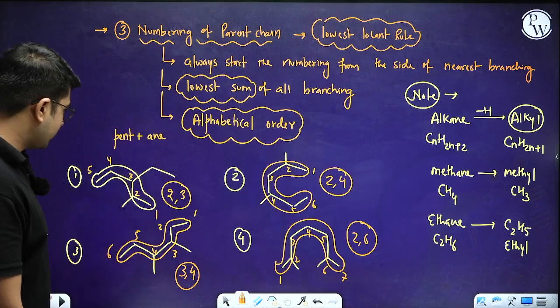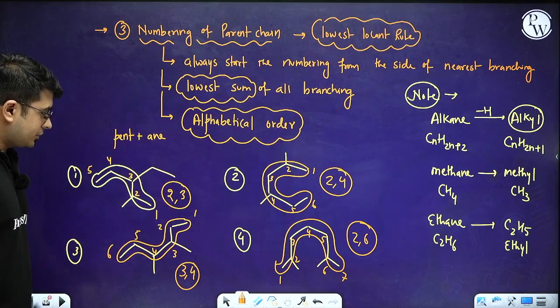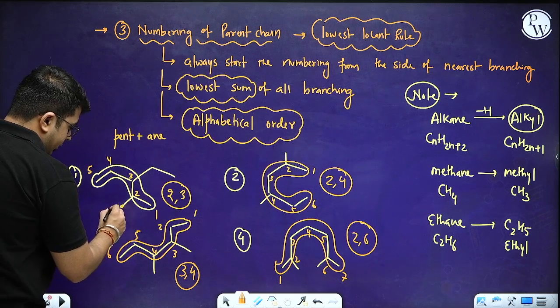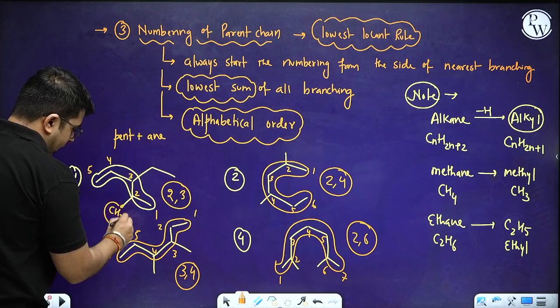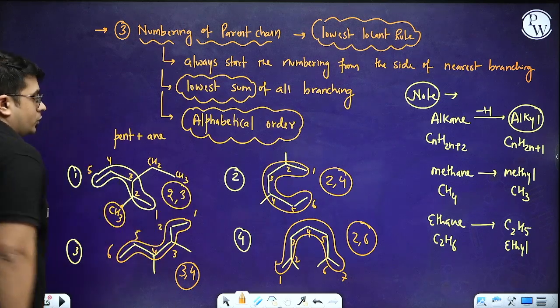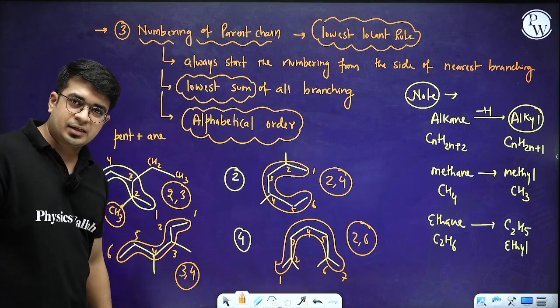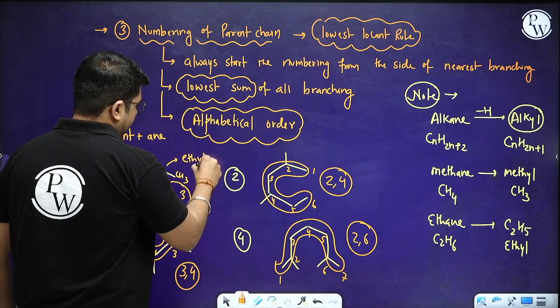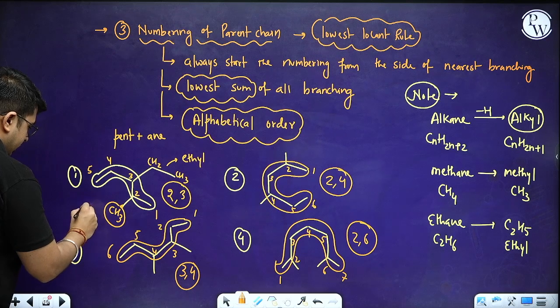So in this case, you can see on second position, we have this group, which corresponds to CH3. And if you expand this, this one will be CH2, CH3. Okay, CH2, CH3 is ethyl. So this is basically ethyl, and this one is basically methyl.